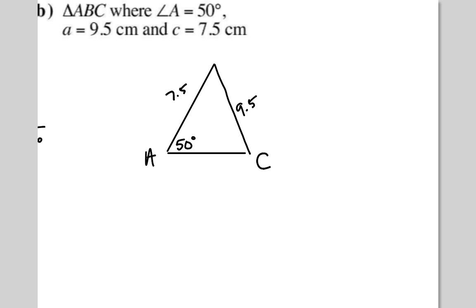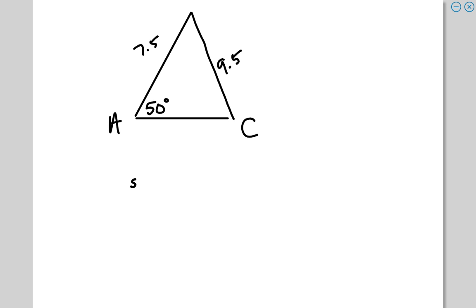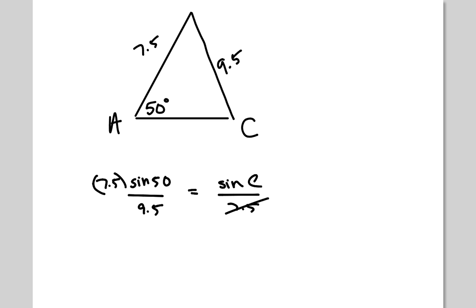Okay, so let's imagine that you tried to do the two solution stuff for it, and let's see what would happen. Sine 50 goes with 9.5 and sine C goes with 7.5. 7.5 comes up here, and you're off to the races for C. See how I did all that? 7.5 times sine of 50 divided by 9.5. I got 0.6 something. Second function sine that answer. I'm getting 37 degrees.